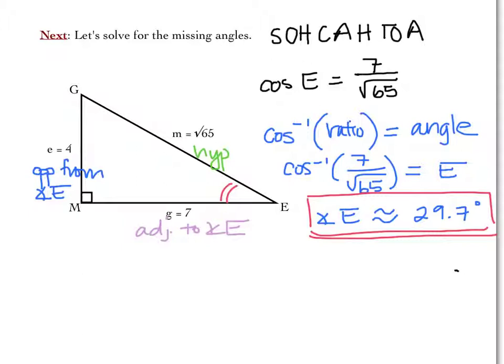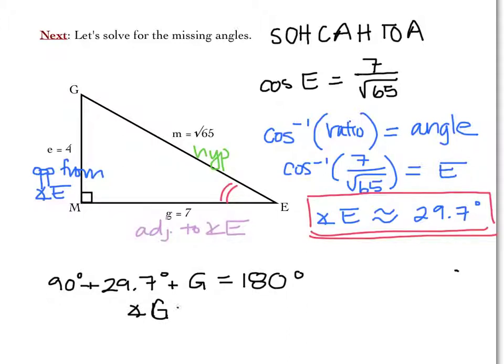So to find angle G, I can say 90 plus 29.7, it's supposed to be a plus, angle G would equal 180. And the answer you end up getting for angle G is about 60.3 degrees. And now we've solved the triangle.